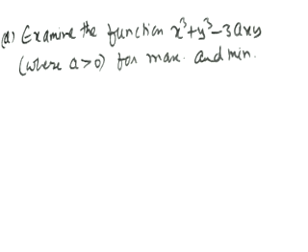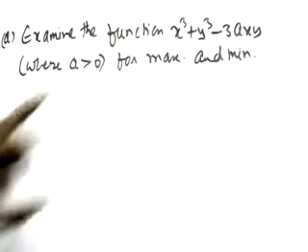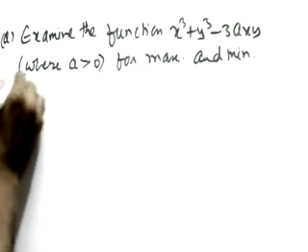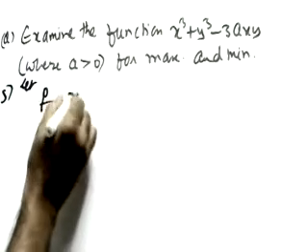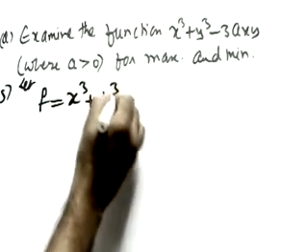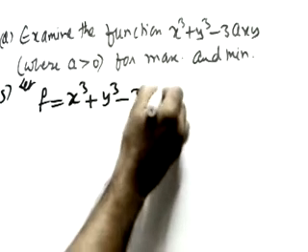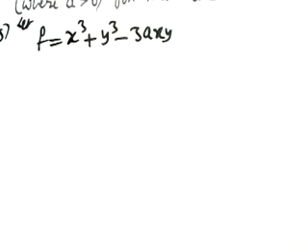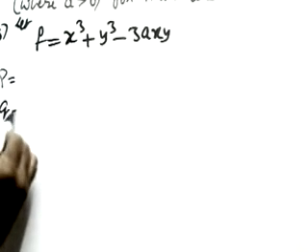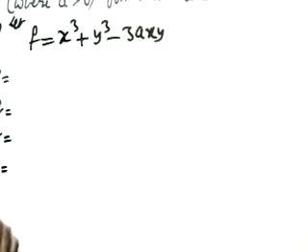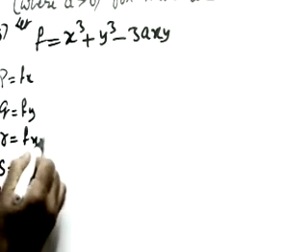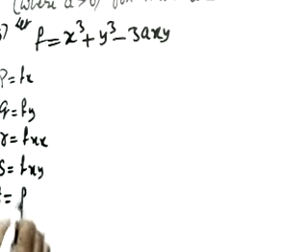Now there is a question: examine the function for maximum or minimum, where a is greater than 0, which means we must assume a as positive. Let me denote this function with f equals x cube plus y cube minus 3axy. Just now we have discussed that in the first step we have to find p, q, r, s, t. Here p is fx, q is fy, then fxx, fxy, fyy.